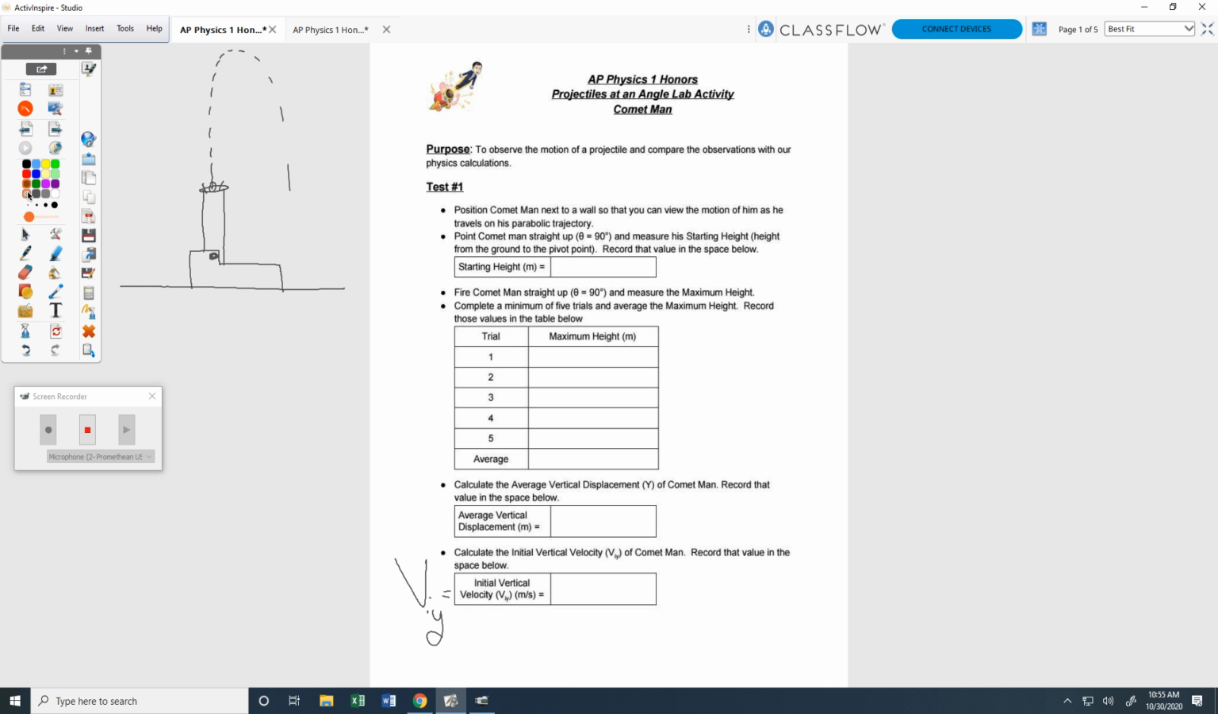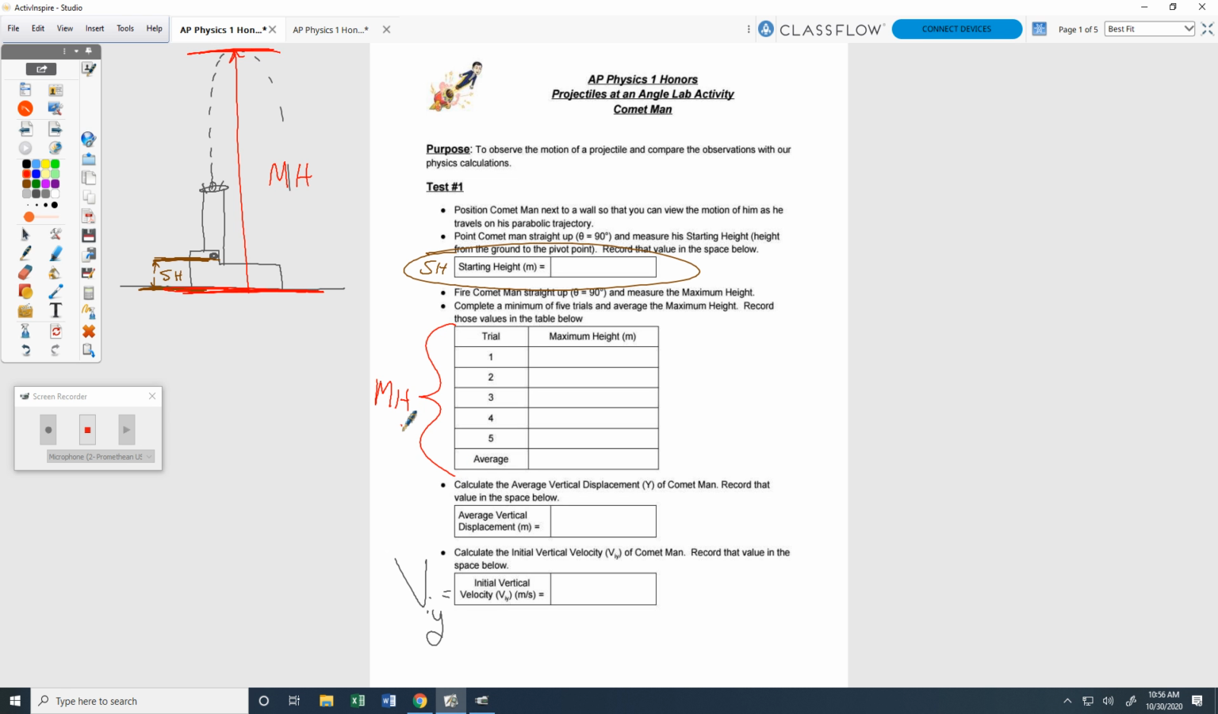One of the measurements needs to be what I referred to as the starting height. So how far is it from the base of the cannon up to this little pivot point? This is what I'm calling starting height, this little distance right there, my little SH. The other part that you probably measured is how far it is from the bottom of the cannon all the way up to the maximum height. So this is what I'm calling maximum height.